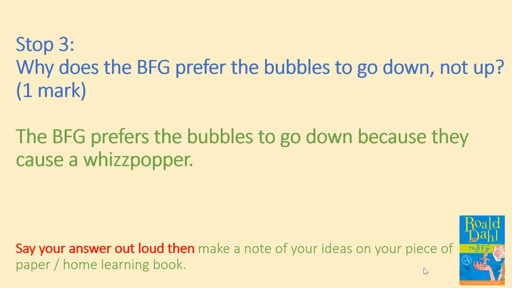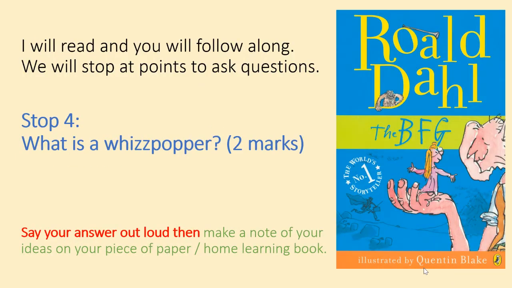Fantastic. Okay, so why does the BFG prefer the bubbles to go down, not up? I've put: the BFG prefers the bubbles to go down because they cause a whiz-popper. I wonder what answer you put. Okay, let's keep reading.